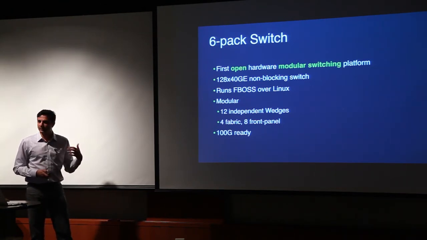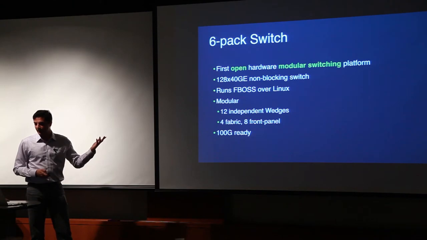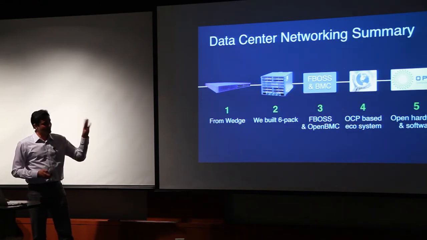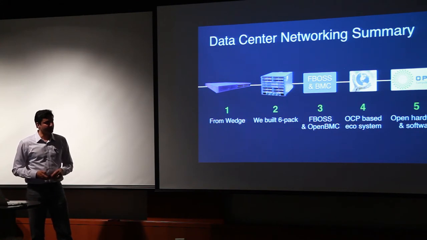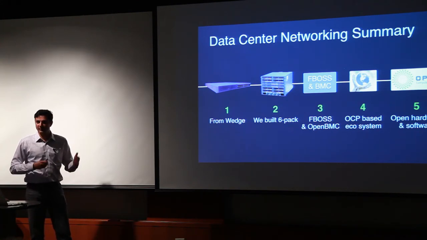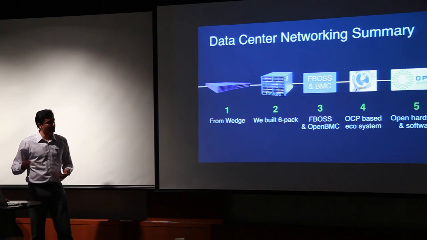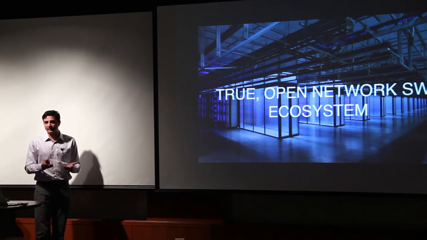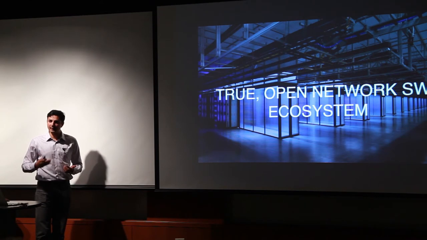It's 40 gig Ethernet, but everything is again modular, so you can switch it out, change it to whatever you need for your infrastructure. Runs FBOSS, so you have the same visibility. To recap, that's the way the data center evolved. We started with the wedge, put a bunch of them together into the six-pack, built FBOSS and OpenBMC to provide better control, and all of this is part of the OCP. All of this is leading to our vision that the network can be an entirely true open ecosystem that's controlled in software.